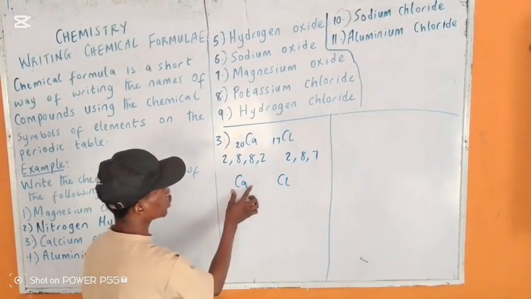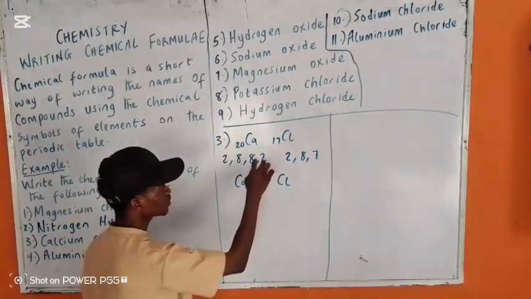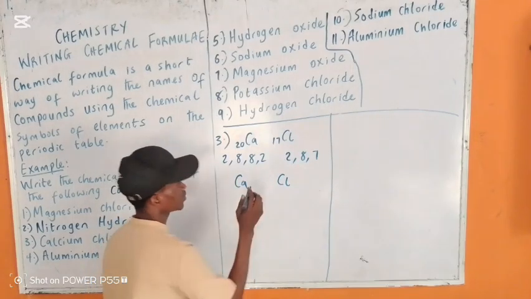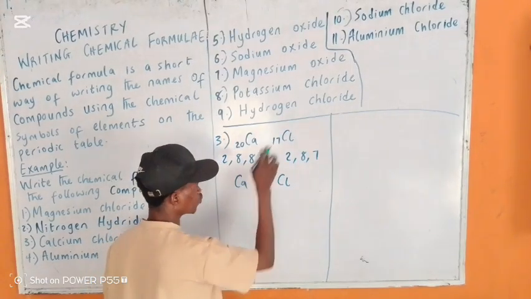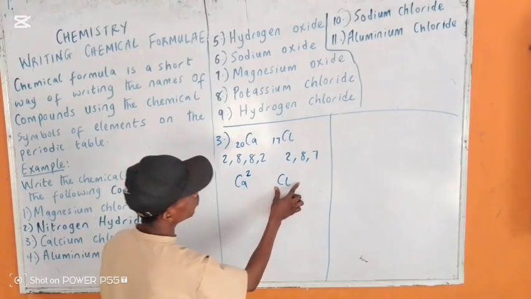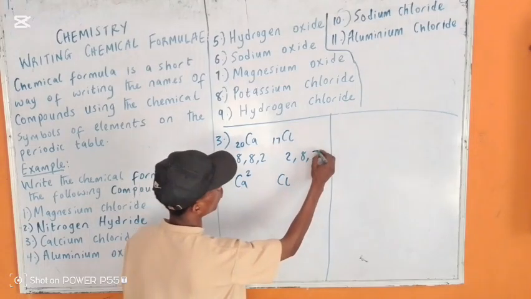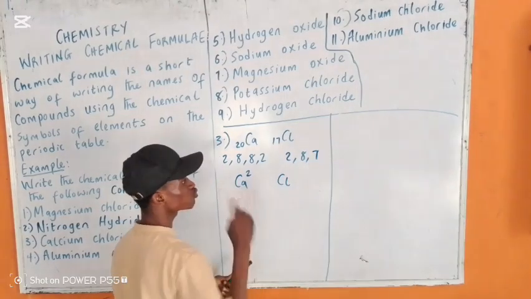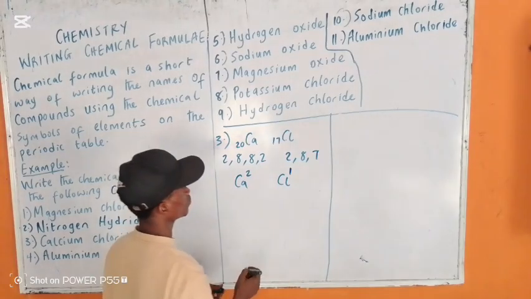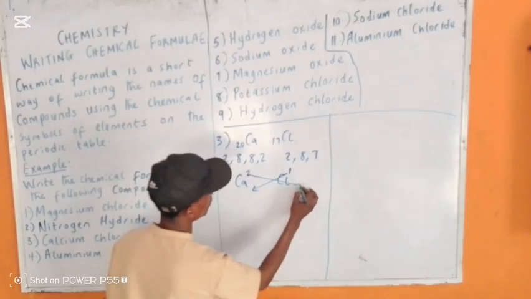Now, this calcium here needs to give out these 2 to attain the octet rule, so we have 2 here. Now, chlorine here needs 1 to be stable with the octet rule, so we have 1 here. Now, what's the next thing here? We bring the 1 here, we bring the 2 here.